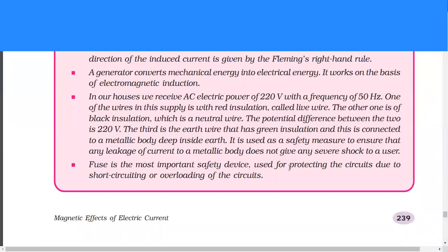One of the wires in this supply is with red insulation, called live wire. The other one is of black insulation, which is a neutral wire. The potential difference between the two is 220 volt.